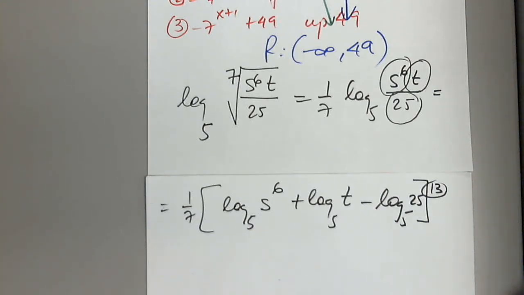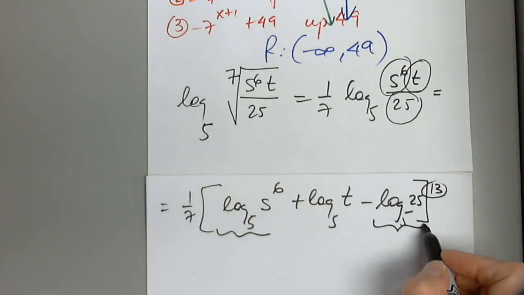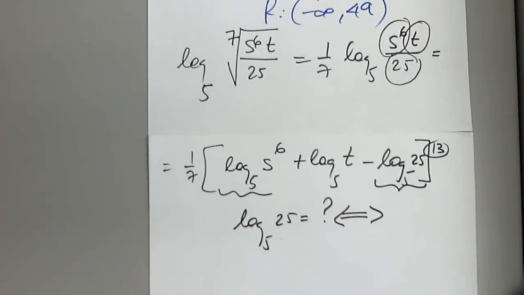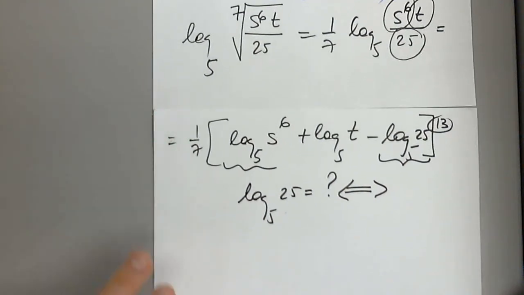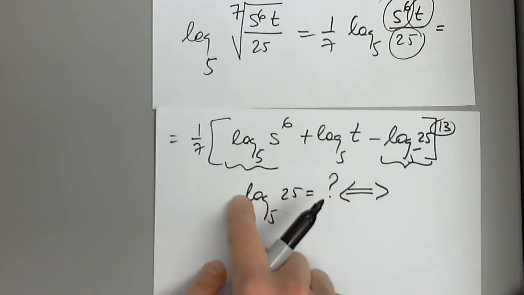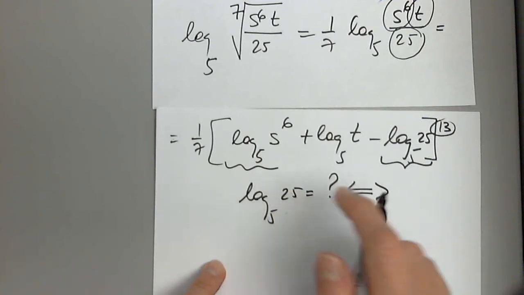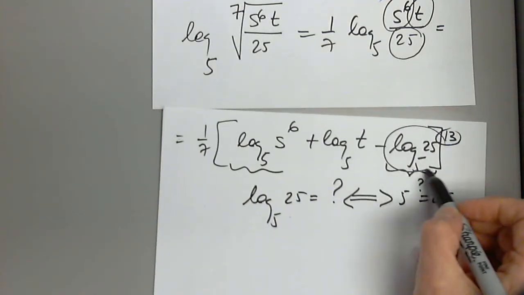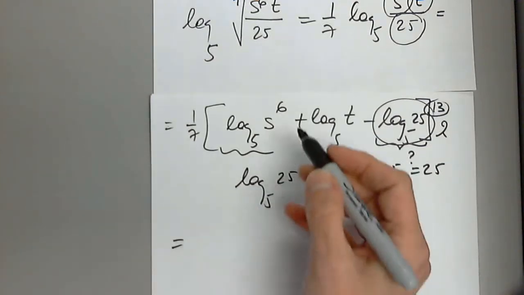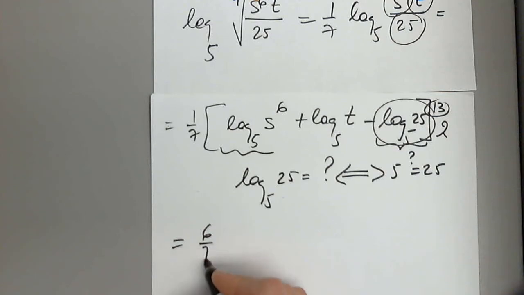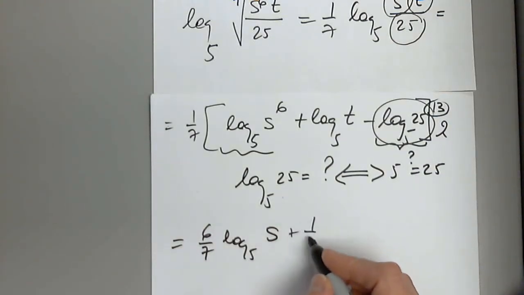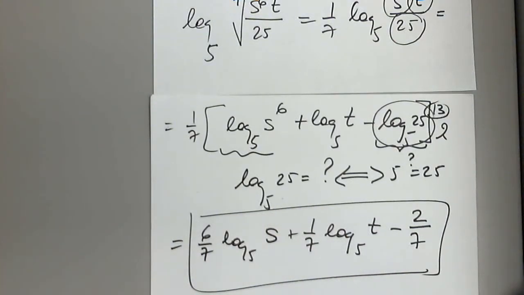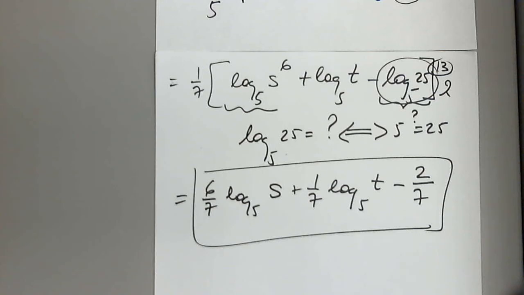Okay, so next step, I have to apply the power rule here, and I have to determine this. And remember, log base 5 of 25 is a number. And this is equivalent to what exponential equation? We always start with a base, and we go counterclockwise. 5 raised to some number equals 25. And the answer is 2. So all this piece will be replaced by 2. So then 6 comes in front and distribute 1 over 7: 6 over 7 log base 5 of s plus 1 over 7 log base 5 of t minus 2 over 7. And that's fully expanded. No one can further expand this in any way.